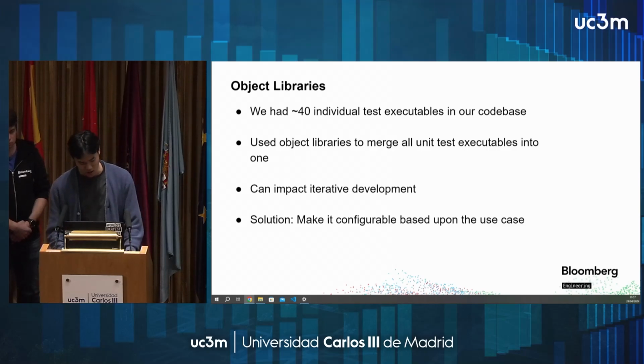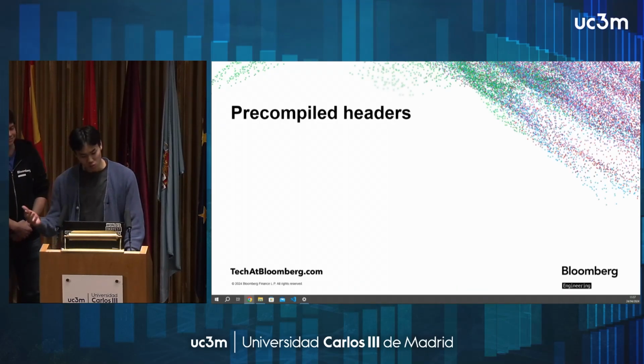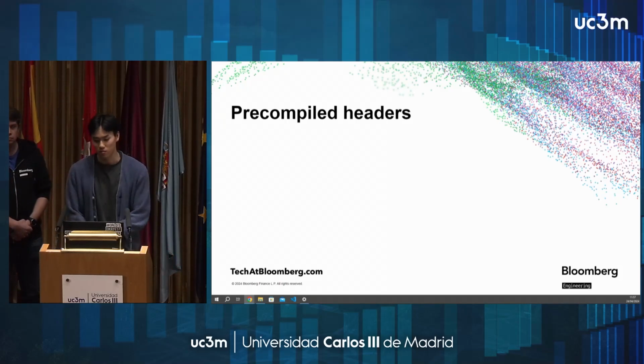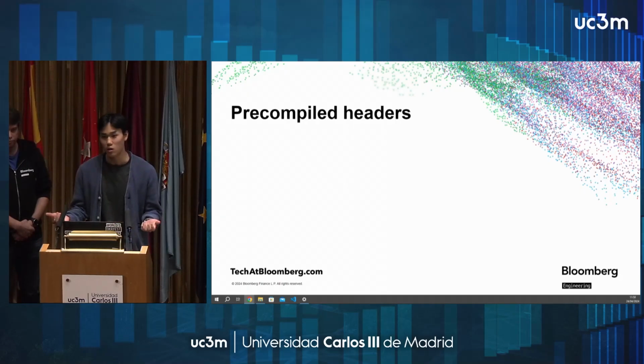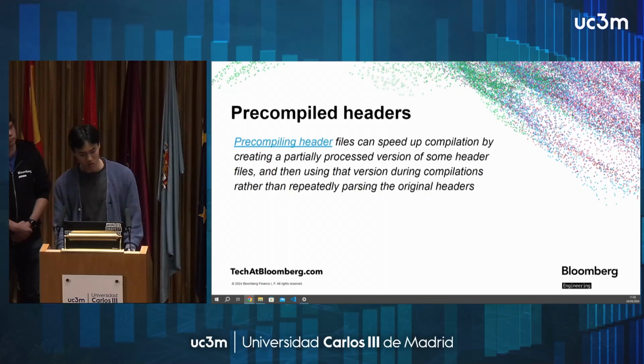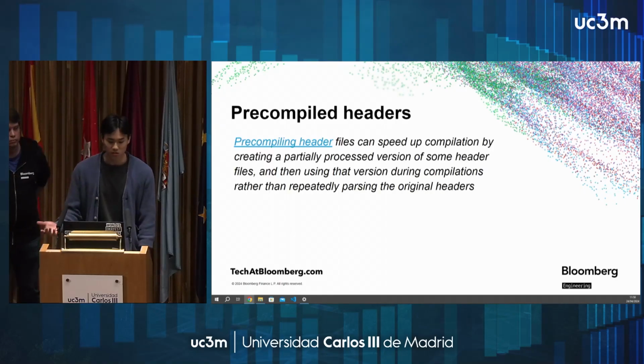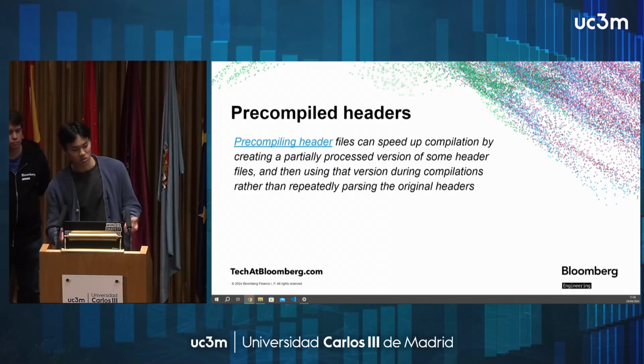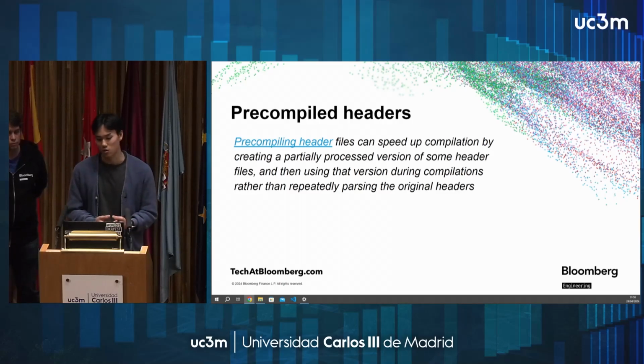Now, the last strategy that is pretty important is precompiled headers. Now, most of the time spent parsing code comes from parsing the most commonly used header files. So if you have a header that's reused in multiple different source files, the compiler will preprocess, parse, and tokenize it for every single source file that utilizes it, and this is very wasteful. So the solution is to use precompiled header files. It basically creates a partially processed version of some header files, and then uses that version during compilations rather than repeatedly parsing the original headers.